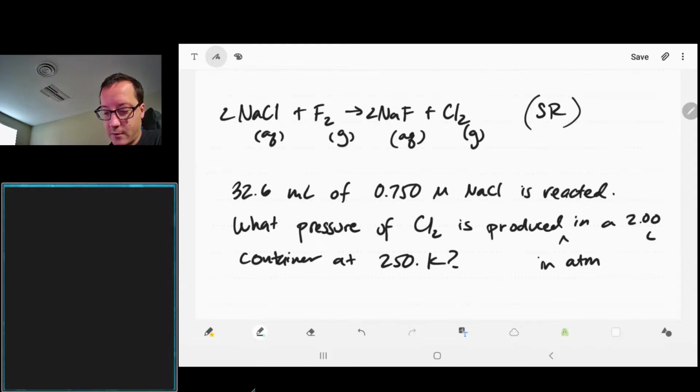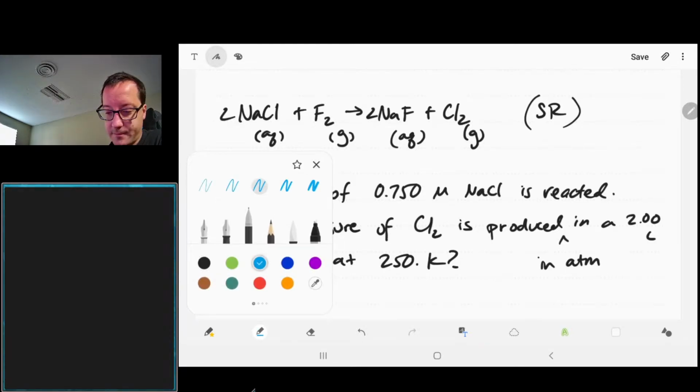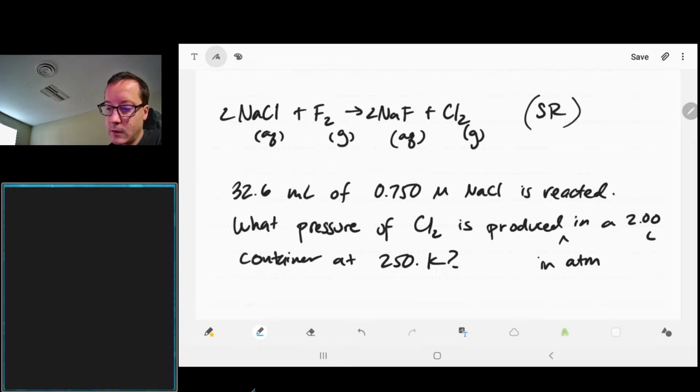So, as always, we want to dissect our problem. It looks like we have some conditions starting for sodium chloride. We're asked for a pressure at the end. We know that the chlorine is a gas. We, of course, then have our other components for the gas there that we can see.